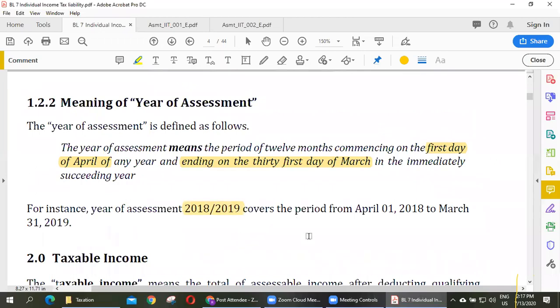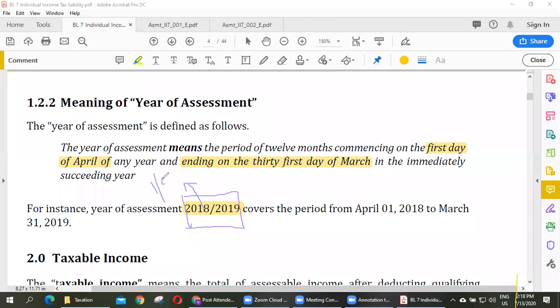For instance, year of assessment 2018-19 covers the period from April 1st, 2018 to March 31st, 2019. Note here, 2018-19 means it starts from 1st of April 2018 and the ending period is 31st March 2019, right?